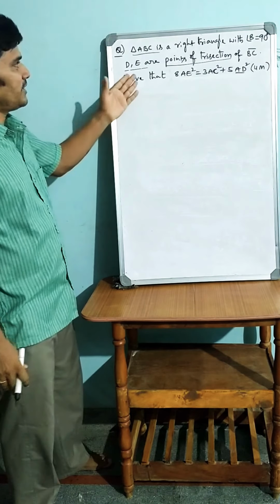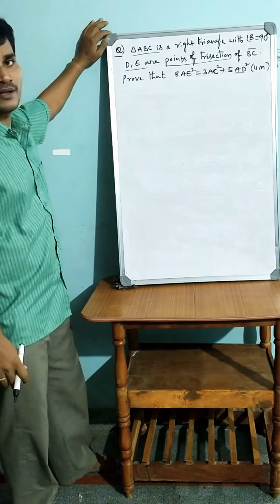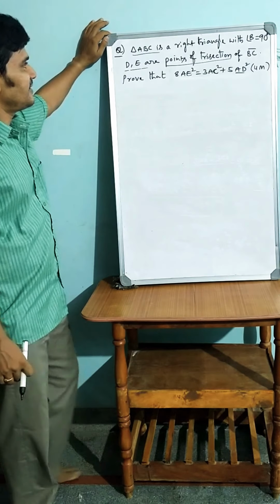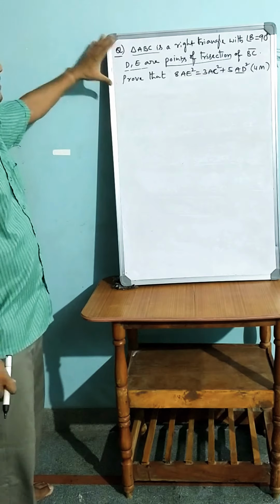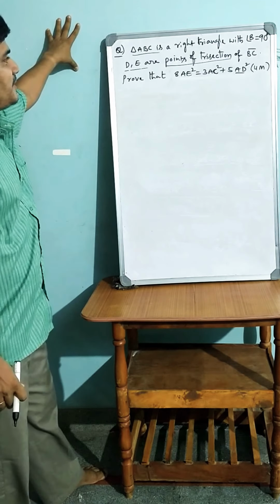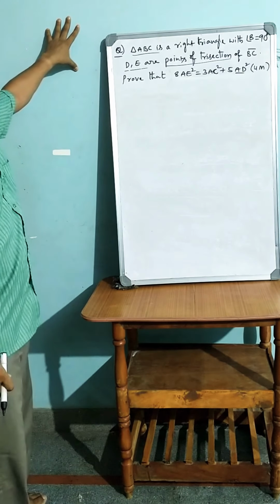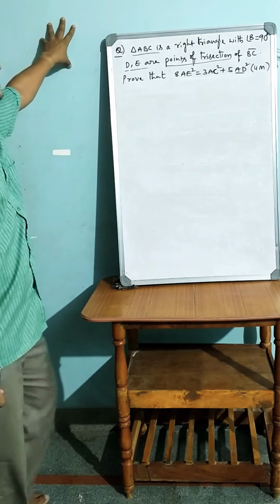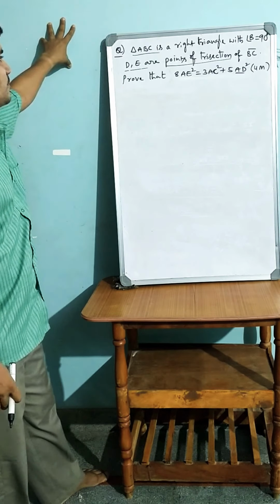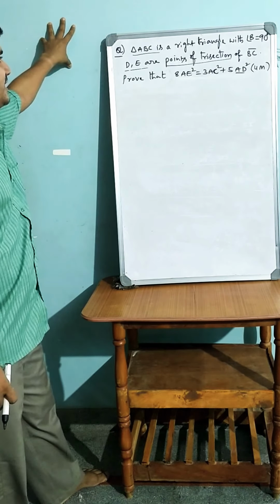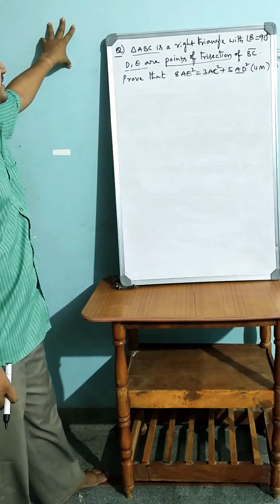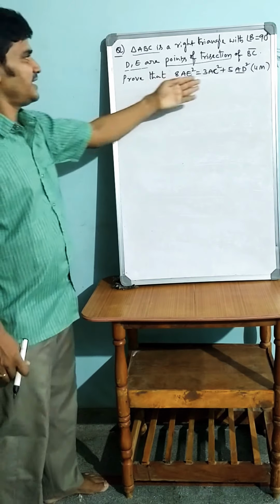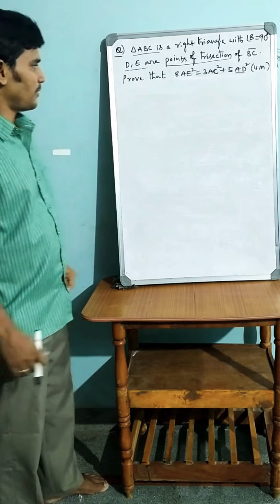Today I would like to discuss a problem from similar triangles. This problem is based on the Pythagoras theorem. The problem is: triangle ABC is a right triangle with angle B equal to 90 degrees. D, E are the points of trisection of BC bar. Prove that 8AE square is equal to 3AC square plus 5AD square.